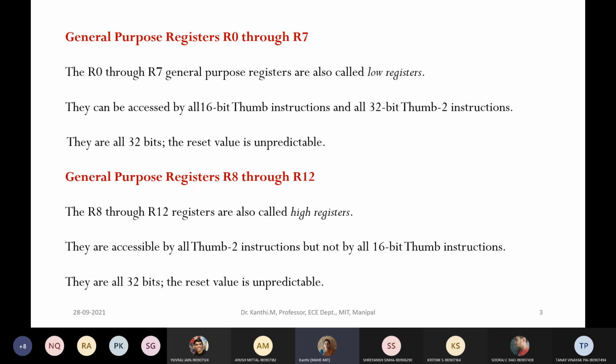Why do we call it 32-bit Thumb 2? Because the instructions are 32-bit and your Thumb is hidden in it. So they are all 32 bits. All the registers are of 32 bits. Your R8 to R12 registers are called high registers. These registers are accessed by all Thumb 2 instructions, but not by your 16-bit Thumb instructions.